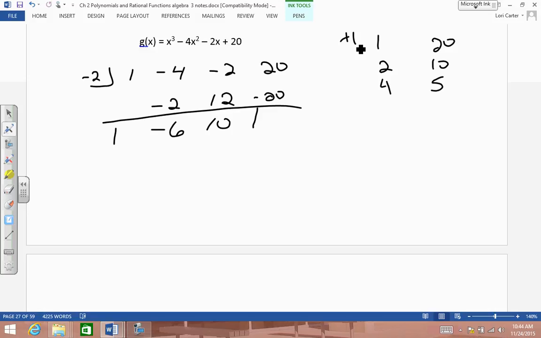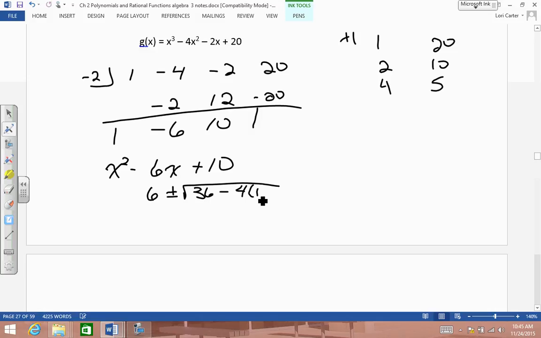You can make it into a quadratic. That's a quadratic. Very good. So this is x squared minus 6x plus 10. Will the factors of 10 give you 6? No. So you have to use the quadratic formula, which is what? Opposite of b, plus or minus the square root of b squared minus 4ac, all over 2a.